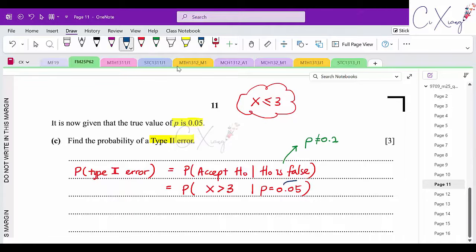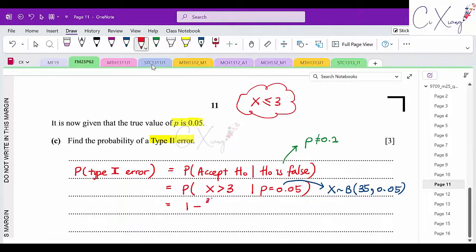Again, the distribution here should be X binomially distributed. You still have 35, but now your P will become 0.05. So please don't use 0.2 anymore in this calculation. Then let's calculate the probability X greater than 3. Basically, you can start from x equals 4, x equals 5, x equals 6, until x equals 35, which is quite impossible, right? So you take 1 minus x equals 0, 1, 2, and 3.